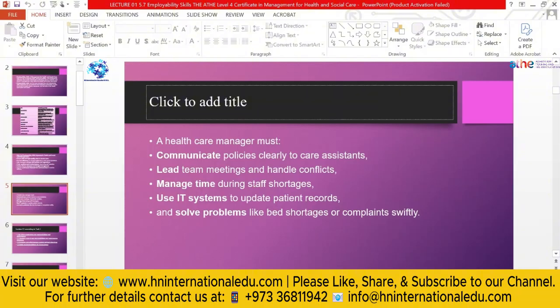Manage time during staff shortages. Sometimes we hire newbies, like at the time of COVID, all the new interns were hired. They didn't even know how to give injections. But because of the shortage of people and plenty of people having the coronavirus, we needed to hire them. Use IT systems to update patient records. Earlier, everything was recorded through the manual system. Now everything is recorded in computers, and we solve problems like bed shortages or complaints quickly.